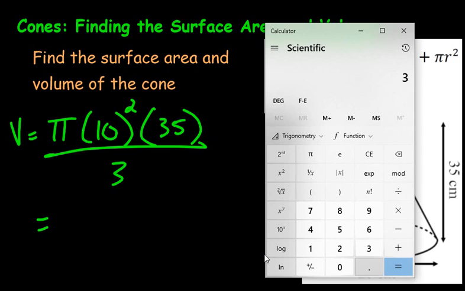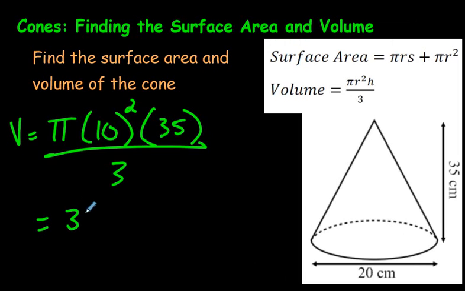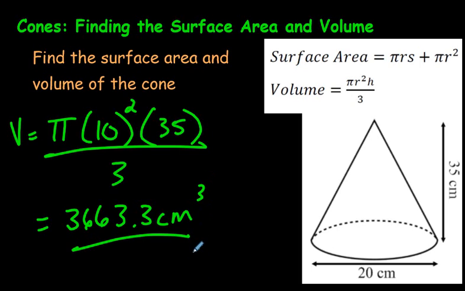Here we go. 3.14 times 10 squared, which is 100. So we really have 314 times 35 divided by 3. And our final answer is 3663.3. I'll just round it off to one decimal, and that is centimeters cubed. There is our volume. See how this isn't so bad? As long as you can remember the Pythagorean theorem for certain parts, you're fine.